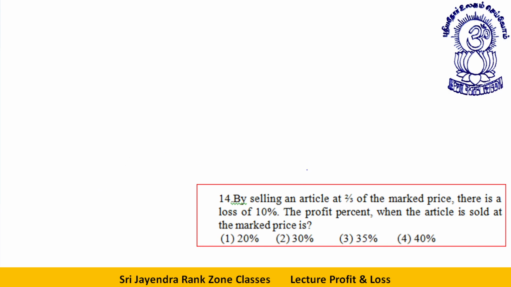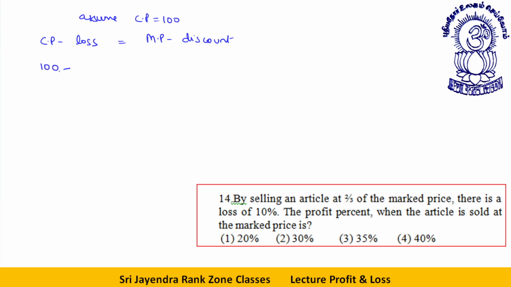By selling an article at two-thirds of the market price, there is a loss of 10%. The profit percent when the article is sold at the market price is what? Again, SP. How will the SP be calculated? CP minus loss is SP. Also, marked price minus discount is the same thing. So assume CP is equal to 100.